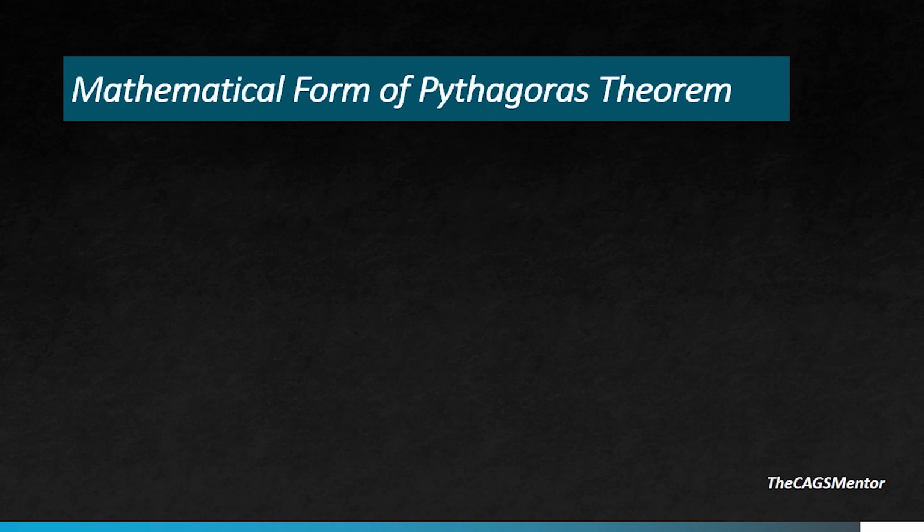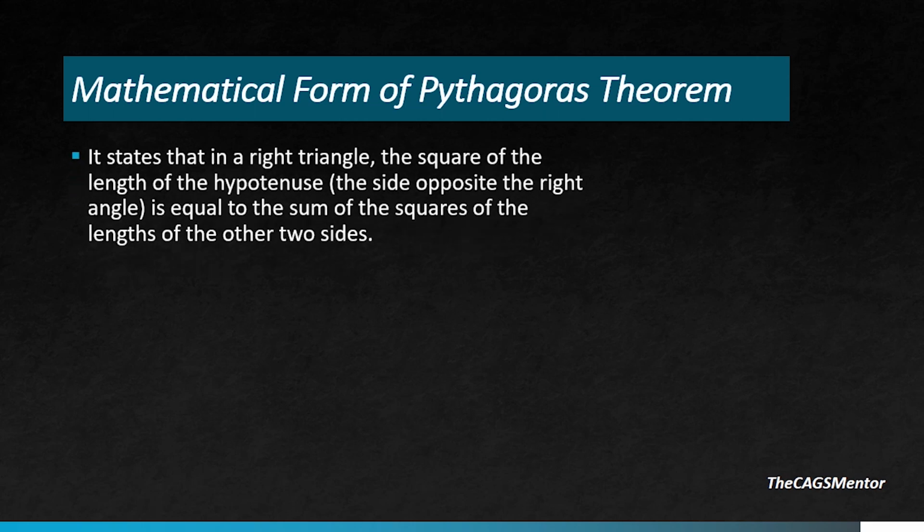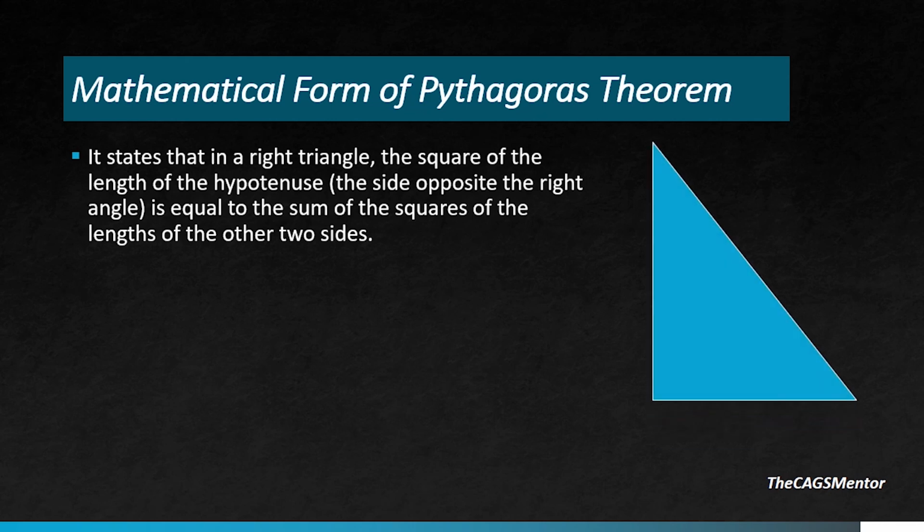Mathematical form of Pythagoras theorem. Now we will discuss the mathematical form of Pythagoras theorem, the formula you have seen in the previous slide. It states that in a right triangle, the square of the length of the hypotenuse, which is the side opposite the right angle. This is a right triangle. You can see that there is a perpendicular line that makes an angle of 90 degrees. The opposite side of that 90 degree angle is basically the hypotenuse.